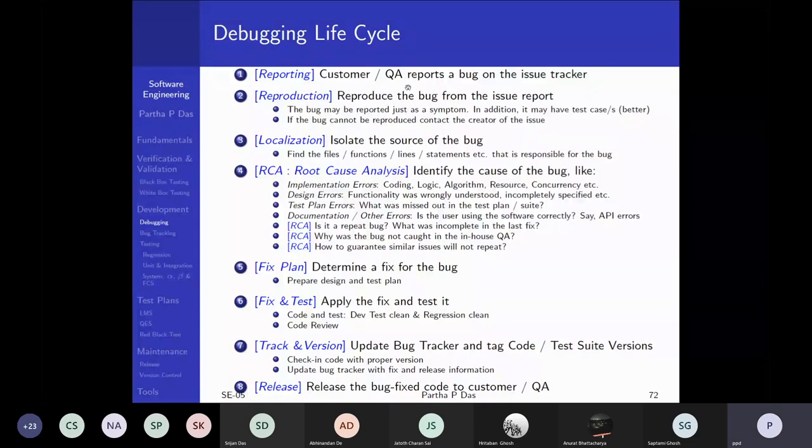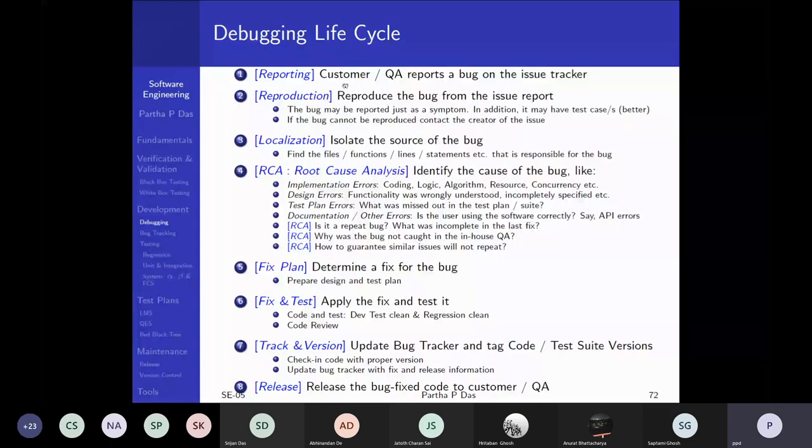So a customer or the QA team, the quality assurance team of the company, reports a bug on the issue tracker. Hundreds of people are raising thousands of issues, being fixed by hundreds of people, being reviewed by hundreds of people. Naturally, it cannot happen in a pen and paper method. There needs to be a system which manages all that. I'll talk about that system shortly. But let's say there is such a system. That is where you first report a bug, so that's called the reporting stage of the life cycle.